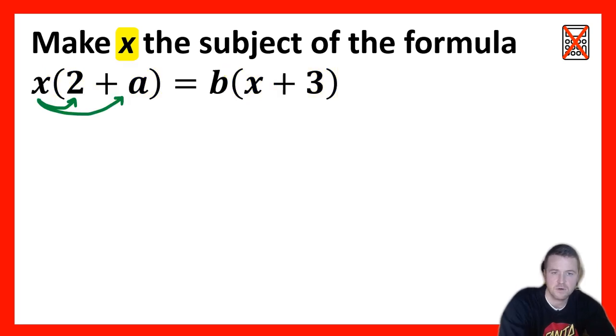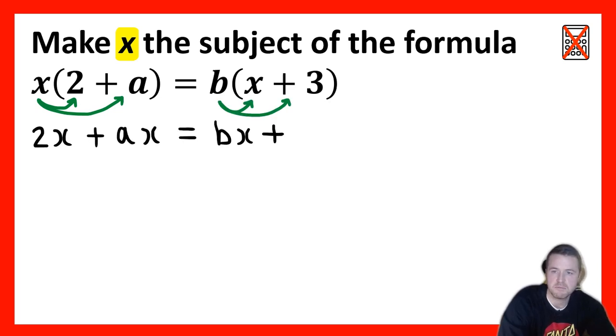involve x. On the left-hand side, that will give me 2x plus ax, and on the right-hand side, bx plus 3b. To be able to factorize so x only appears once, rather than 3 times, I'll need to isolate all of these terms that involve x. By isolating, I mean having all of them on the same side with everything else on the other side.